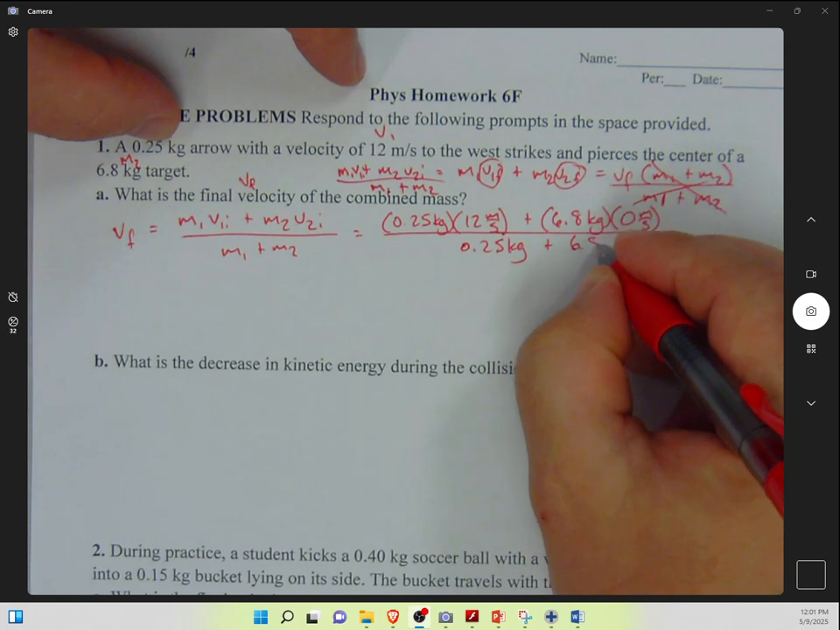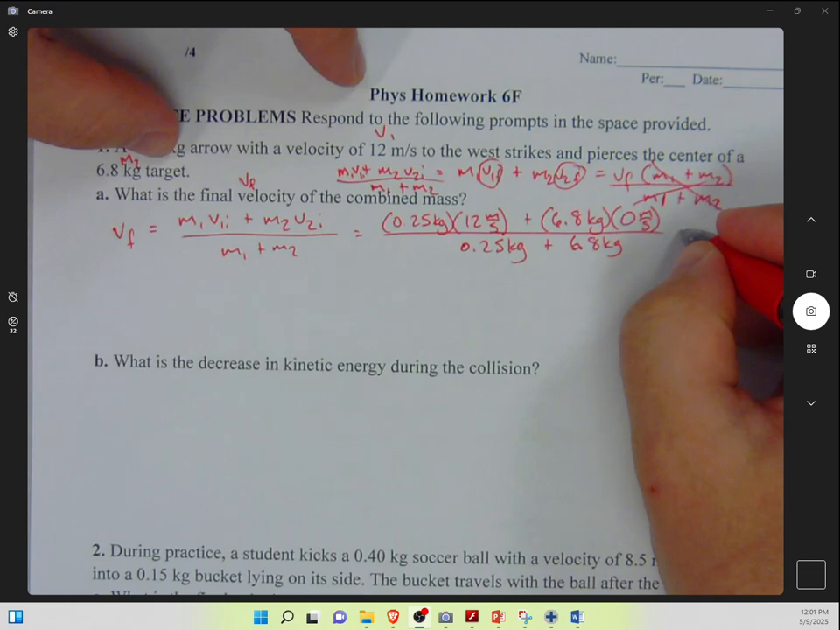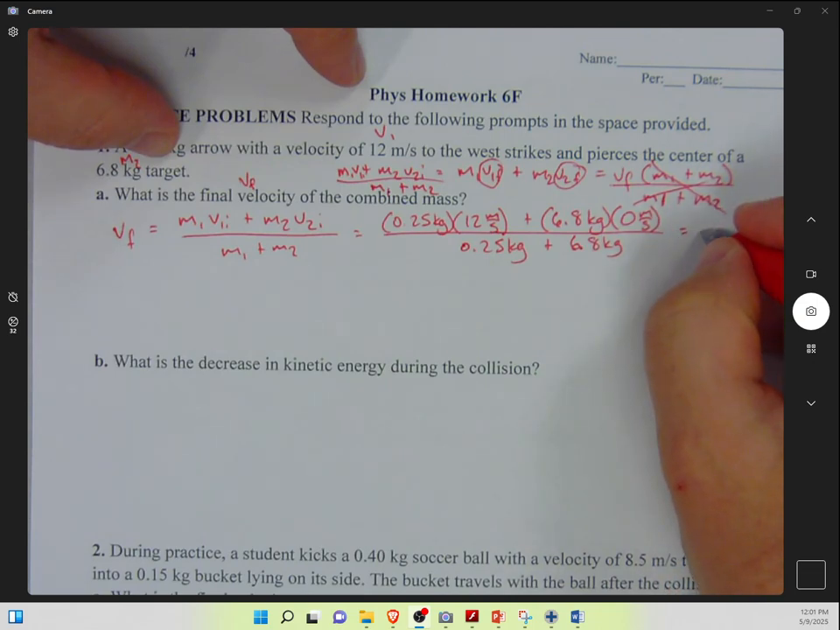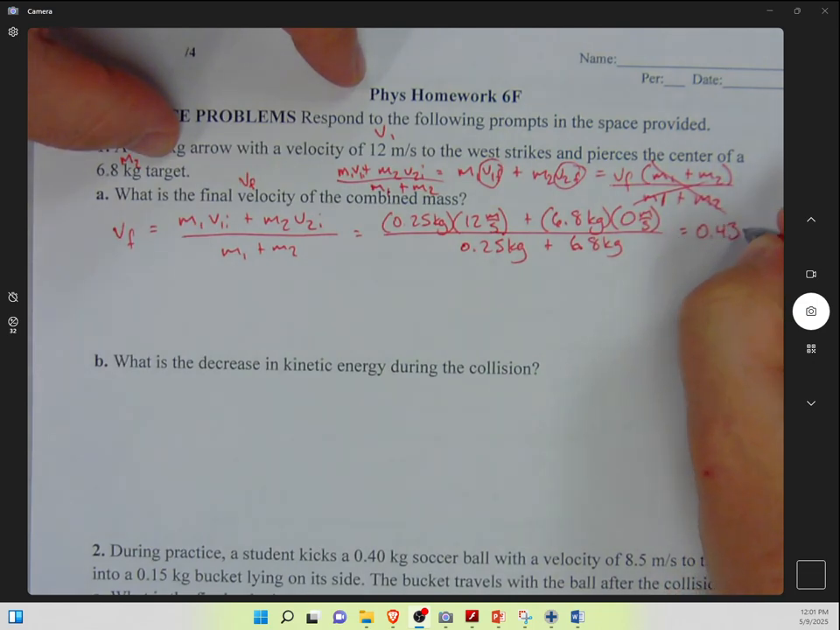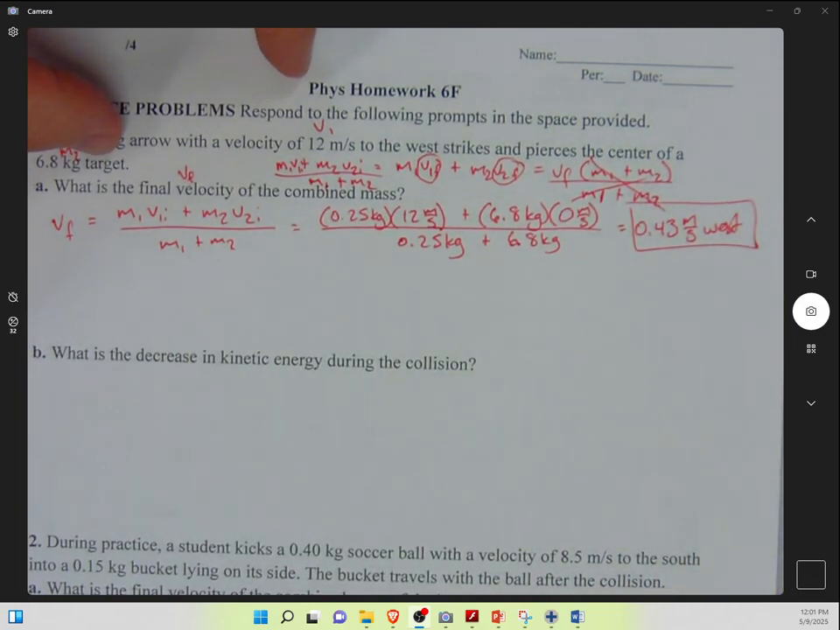Was it 6.8 kilograms? And my final answer here is going to be kind of off the screen there. All right, all right. Inelastic collision.